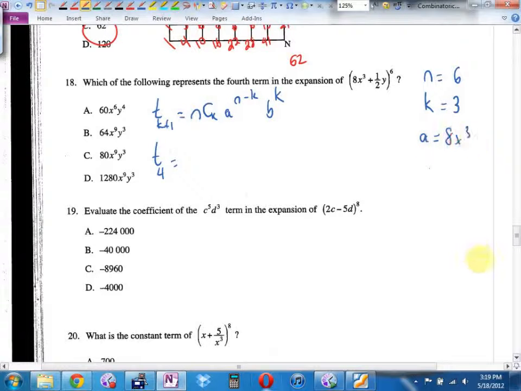I like this one. It's a nice challenge. And b is a half y. So it's going to end up being 6 choose 3, 8x cubed cubed, 1/2 y cubed.